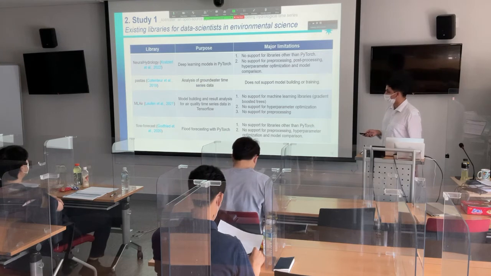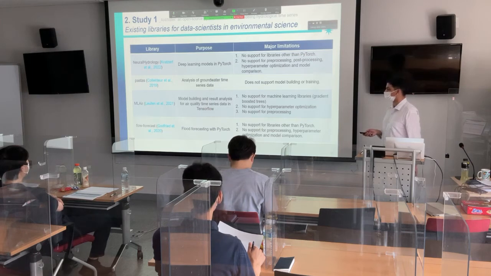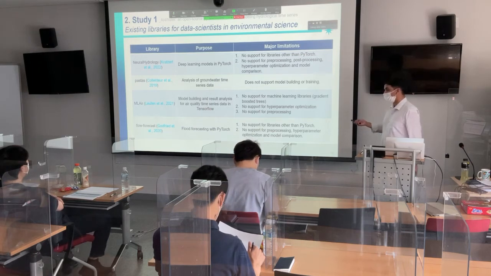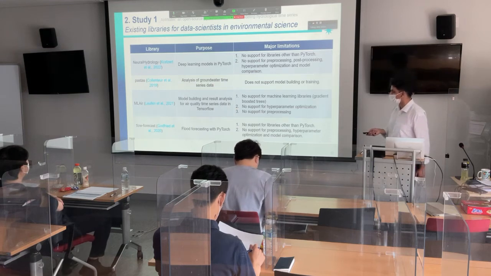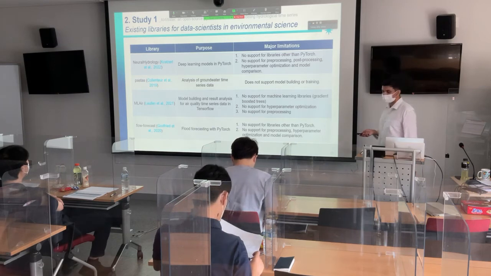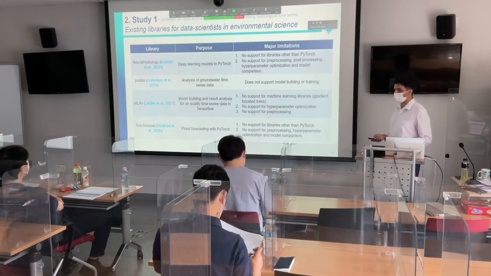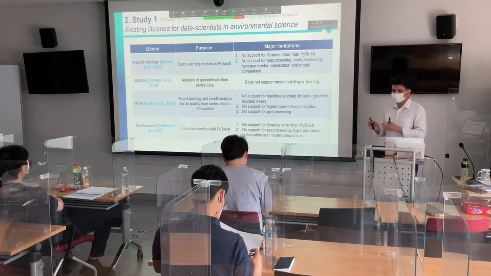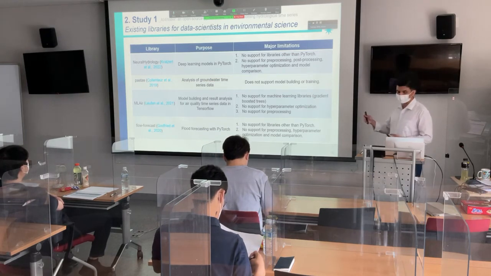The ML-Air library supports the model building and post-processing of the results using TensorFlow. However, it does not support other machine learning libraries like scikit-learn or PyTorch. And Flow Forecast is only for PyTorch and only for the model building and training. It doesn't support the hyperparameter optimization or model comparison. So we see that all of these libraries have their specific tasks, but they also have their limitations.